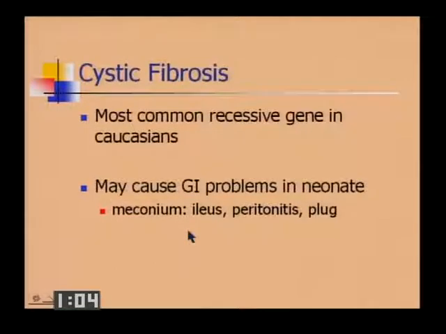Meconium ileus is when that thick meconium gets stuck down by the terminal ileum, causes a microcolon, causes a lot of GI distension. Peritonitis is if the meconium spills out, and that can occur with or without cystic fibrosis. And a meconium plug, which is meconium stuck down in the distal colon. Generally, it's a benign process not associated with cystic fibrosis, but 10% of the patients with meconium plug will have cystic fibrosis.